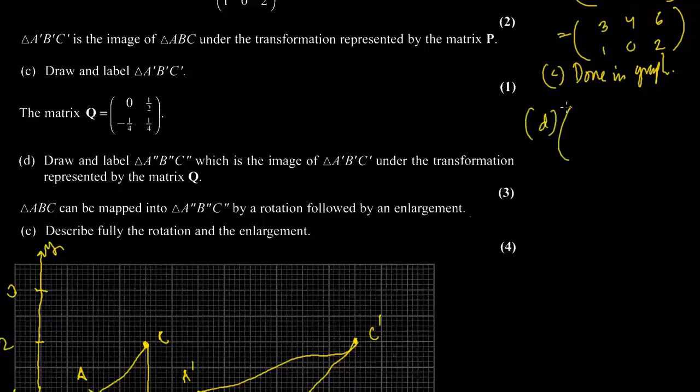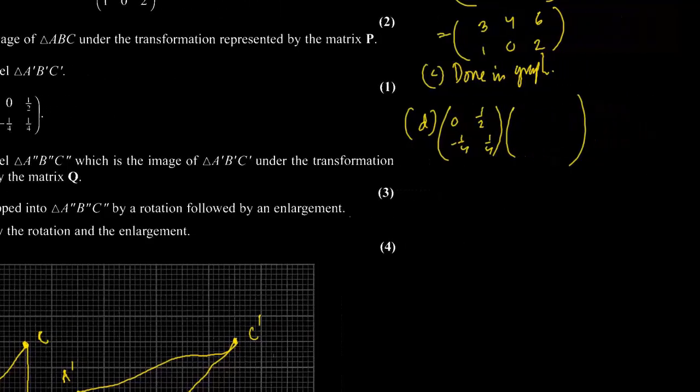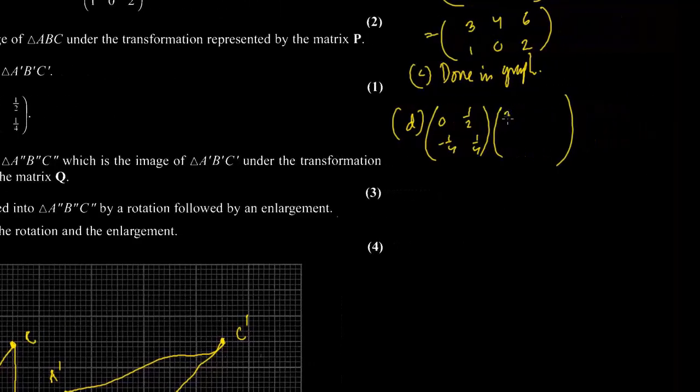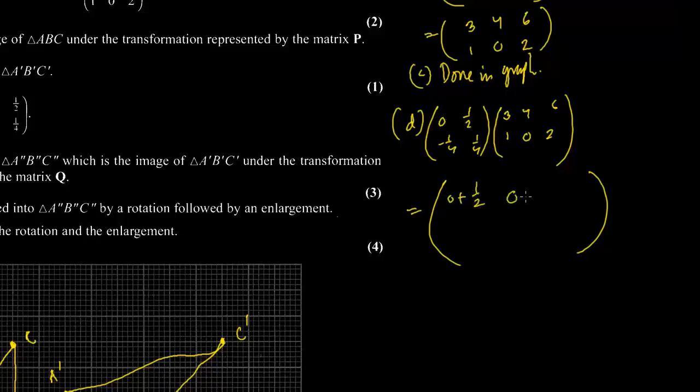We have to multiply 0, half, minus 1 by 4, 1 by 4 with the previous image that we just found, A prime, B prime, C prime, so that would be 3 1 4 0 6 2. Let me do this very quickly. When we multiply this, 0 into 3 is 0, plus half into 1 is half. Then this row with this: 0 into 0 is 0, 0 into 4 is 0, half into 0 is 0. 0 into 6 is 0, plus half into 2 is 1.